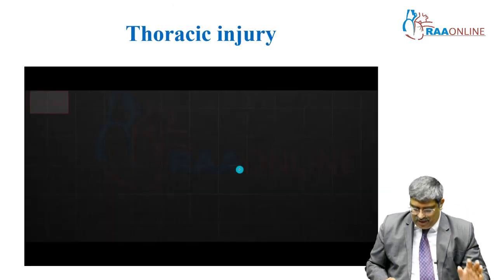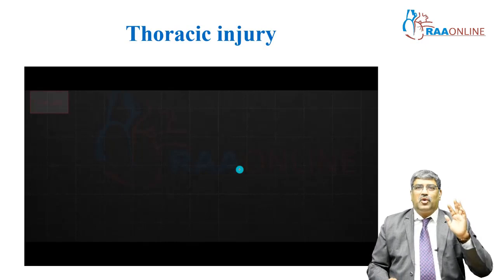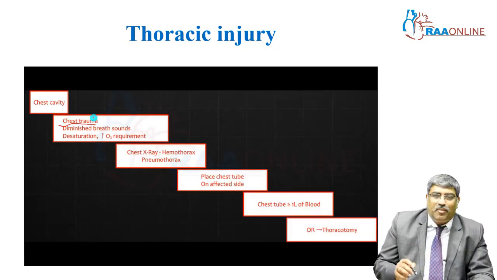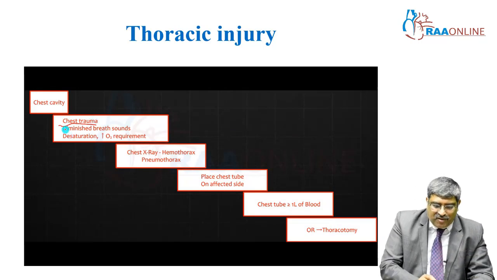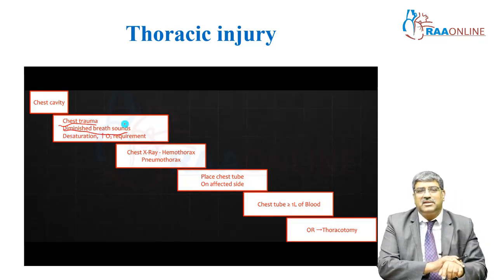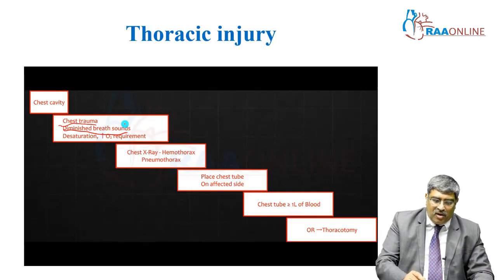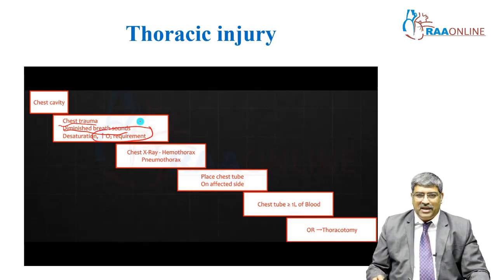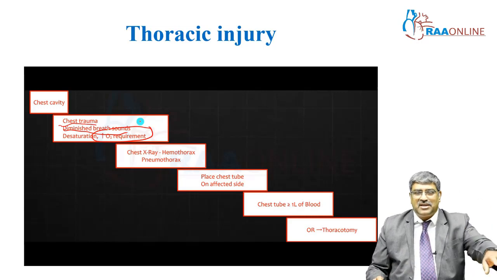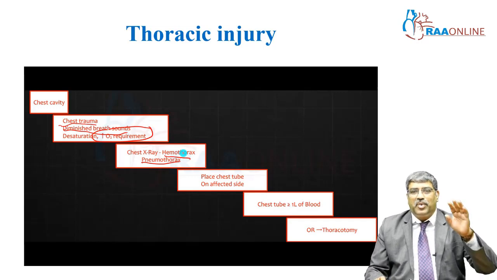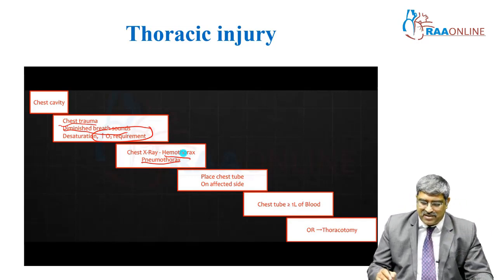Now if you have bleeding in the thoracic cavity, there will be a history of chest trauma. When you auscultate, there will be diminished breath sounds on that side, and there will be desaturation and the oxygen requirement will be increased. You do a chest X-ray or a CT thorax to know whether the patient has pneumothorax or hemothorax. You place the chest tube on the affected side.